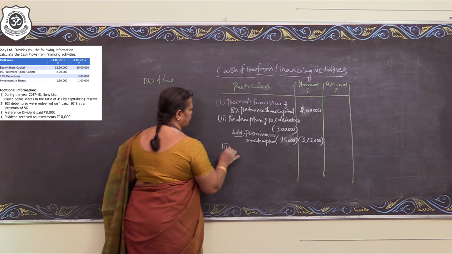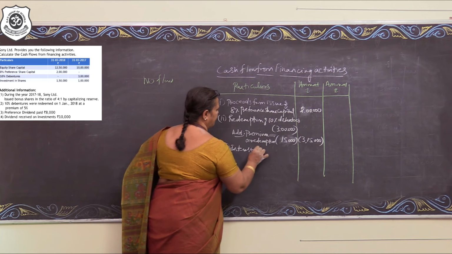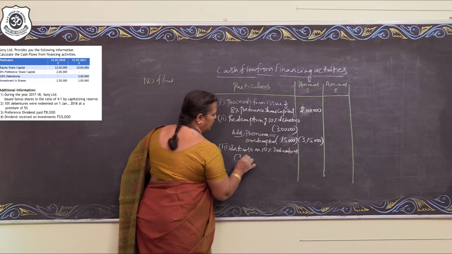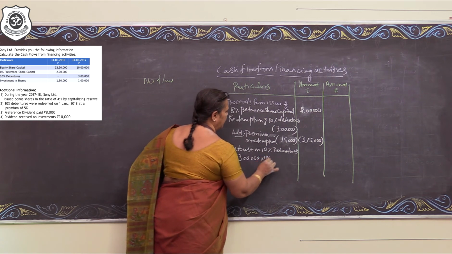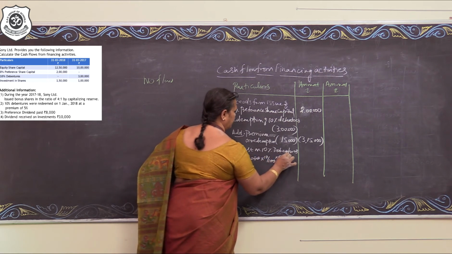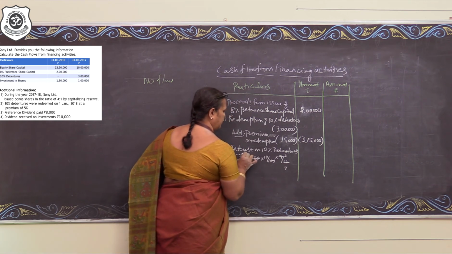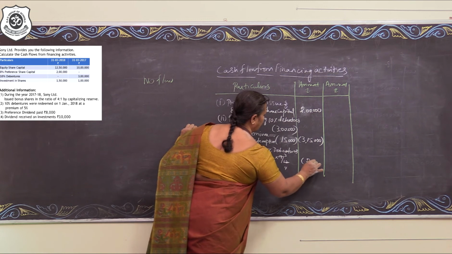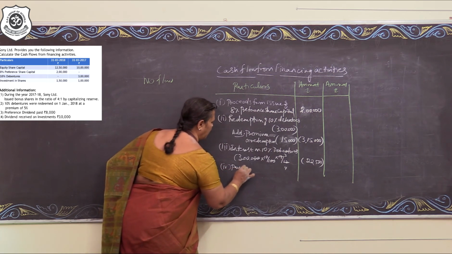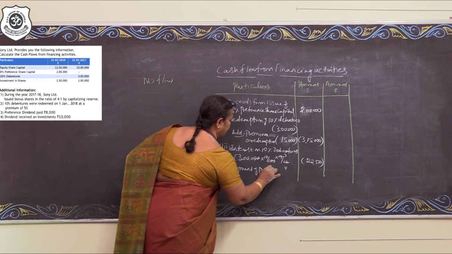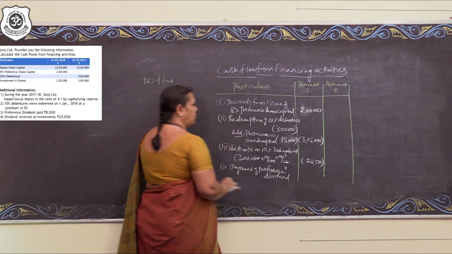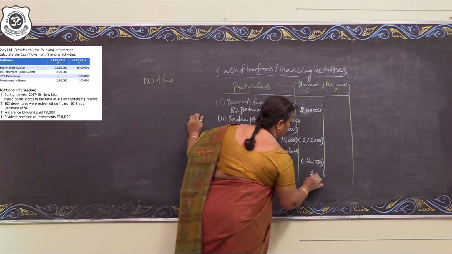Then you have interest on 10% debentures. It is for 9 months, 3 lakh into 10 by 100 into 9 by 12. So you will have 22,500 rupees as payment of interest. Then you have payment of preference dividend. Payment of preference dividend given in the question 8,000 rupees.